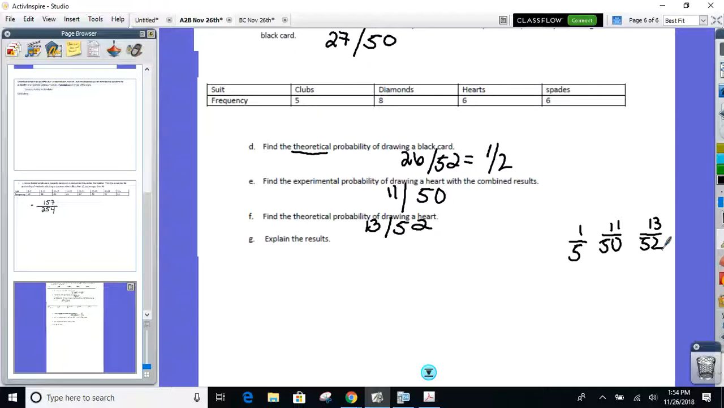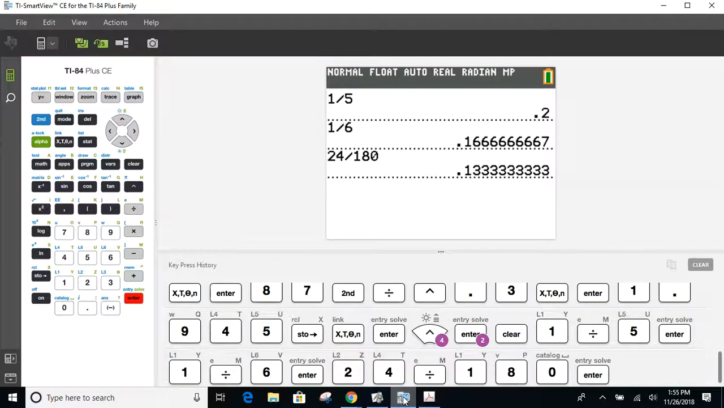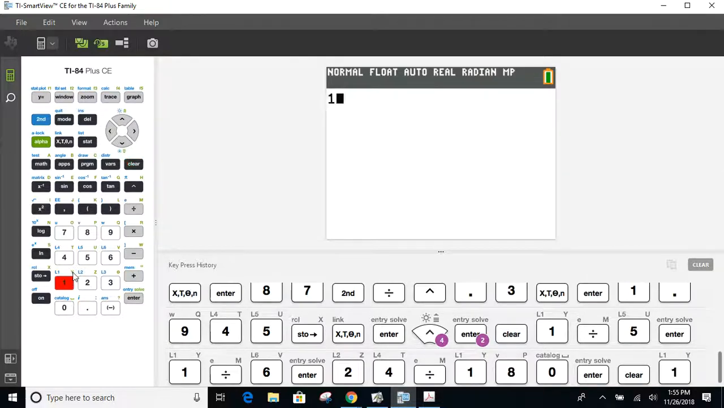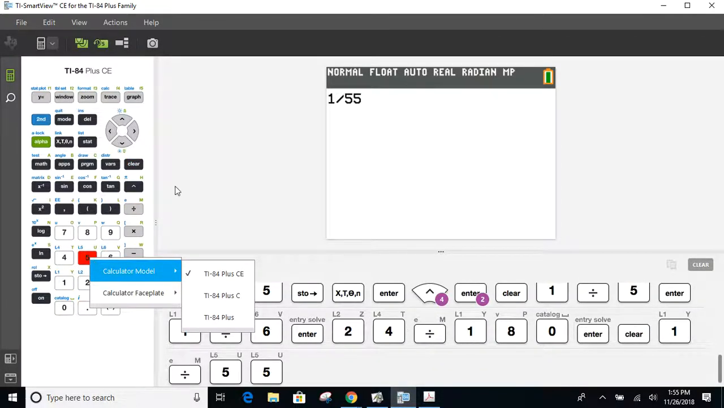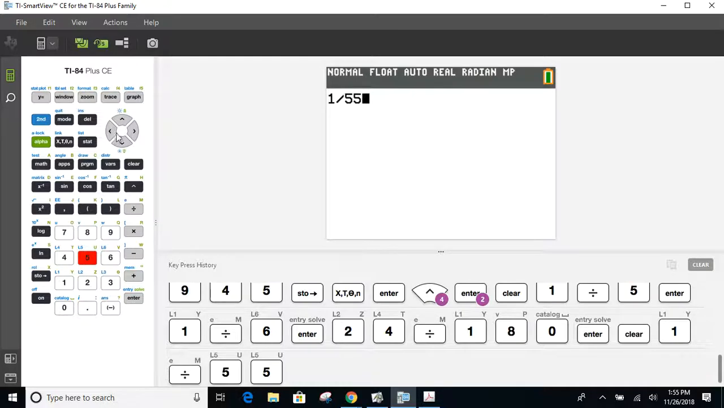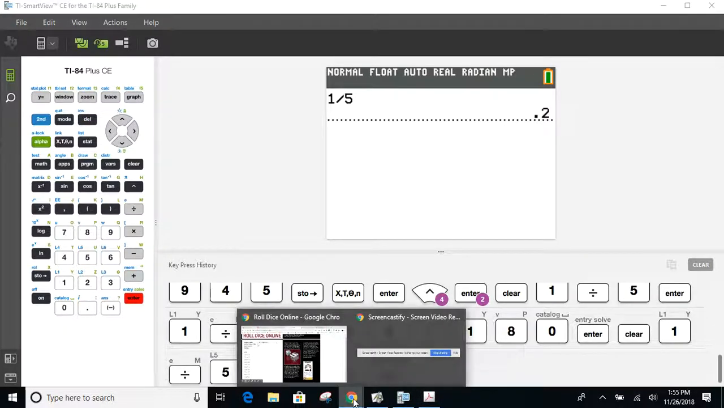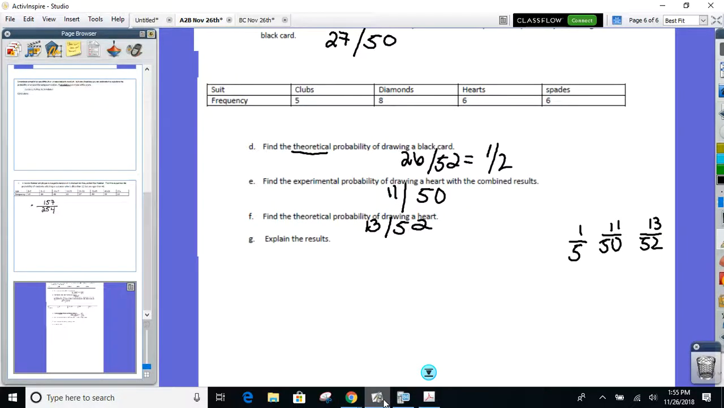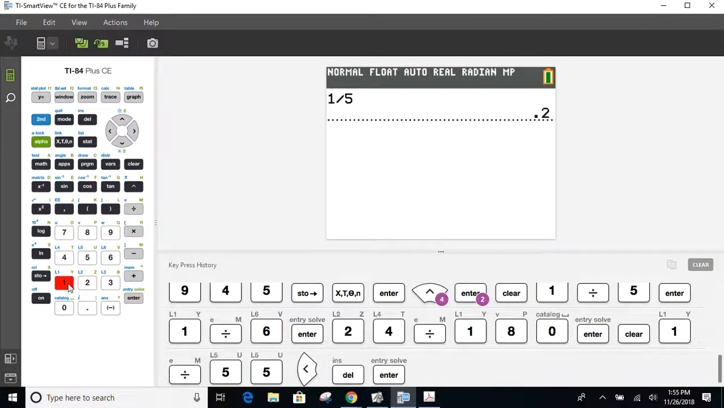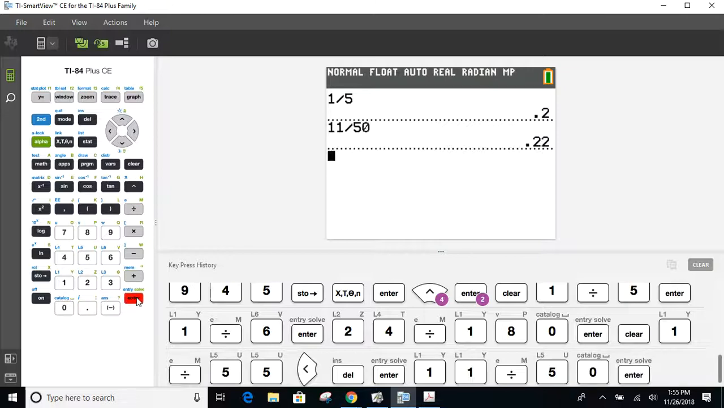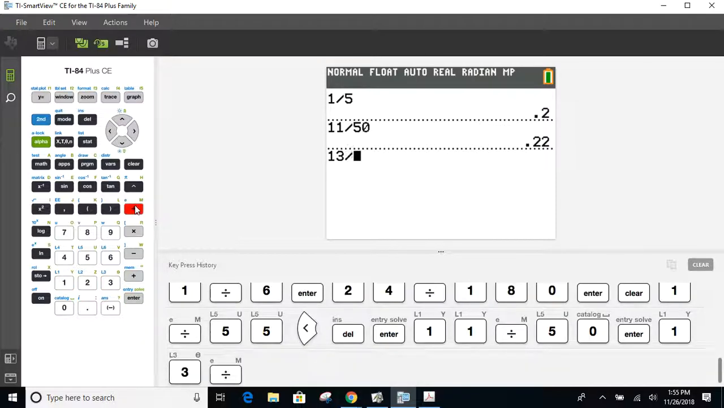Here's what I need you to do on your calculator right now. Do 1 out of 5 right now. Go ahead, 1 divided by 5. Everyone's getting 0.2. All right, do the combined one, which was 11 out of 50. Everyone do 11 out of 50. And finally, do the theoretical, which was 13 out of what?